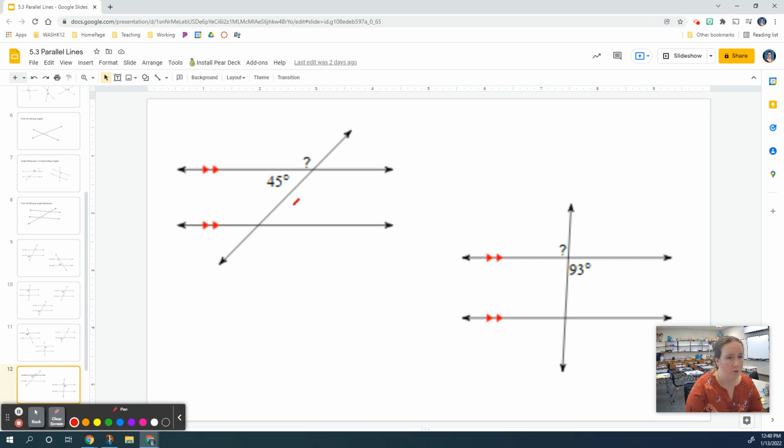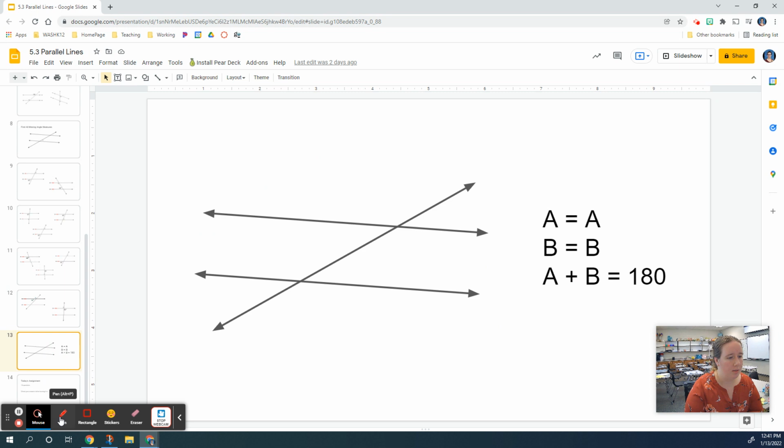Okay, two more here. They form a linear pair, so I know that 180 minus 145, I'm getting my angle measure, which is 35. Here, they're just flipped across, so I know that this one is 93.